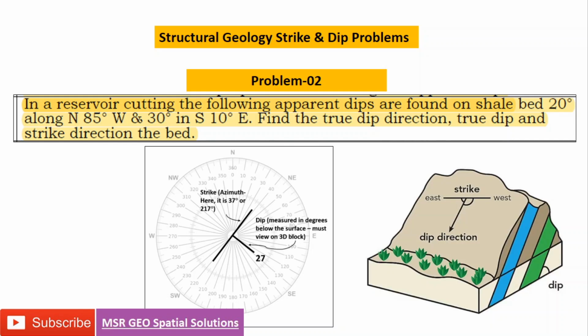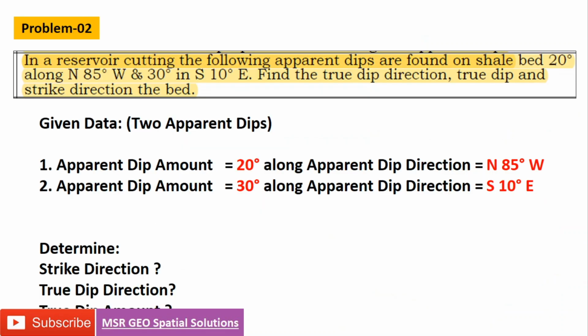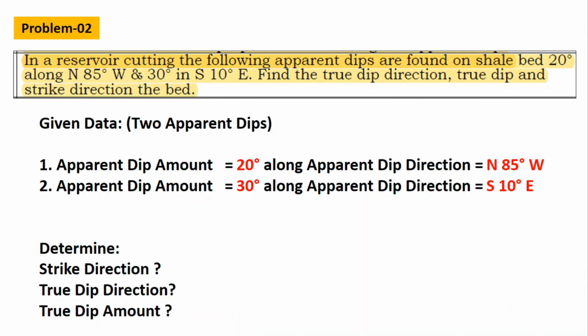We are given two apparent dips. The first apparent dip is 20 degrees along north 85 degrees west, and the second apparent dip is 30 degrees along south 10 degrees east. We need to determine the strike direction, true dip direction, and true dip amount.